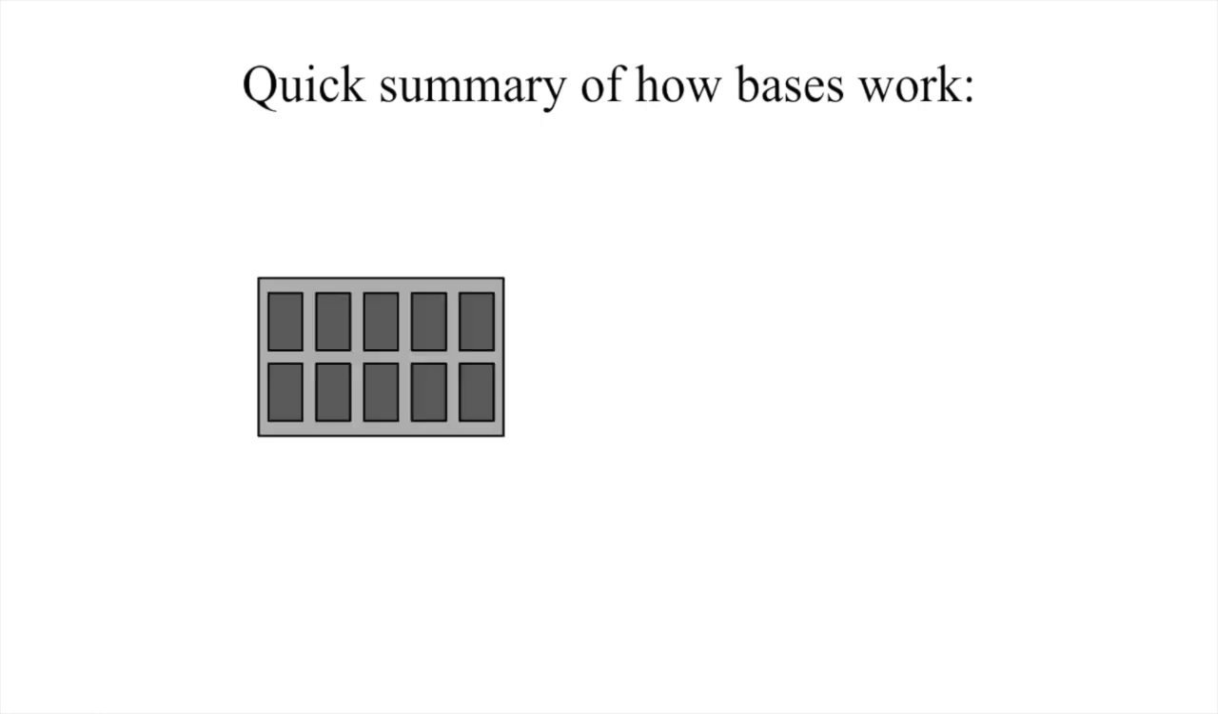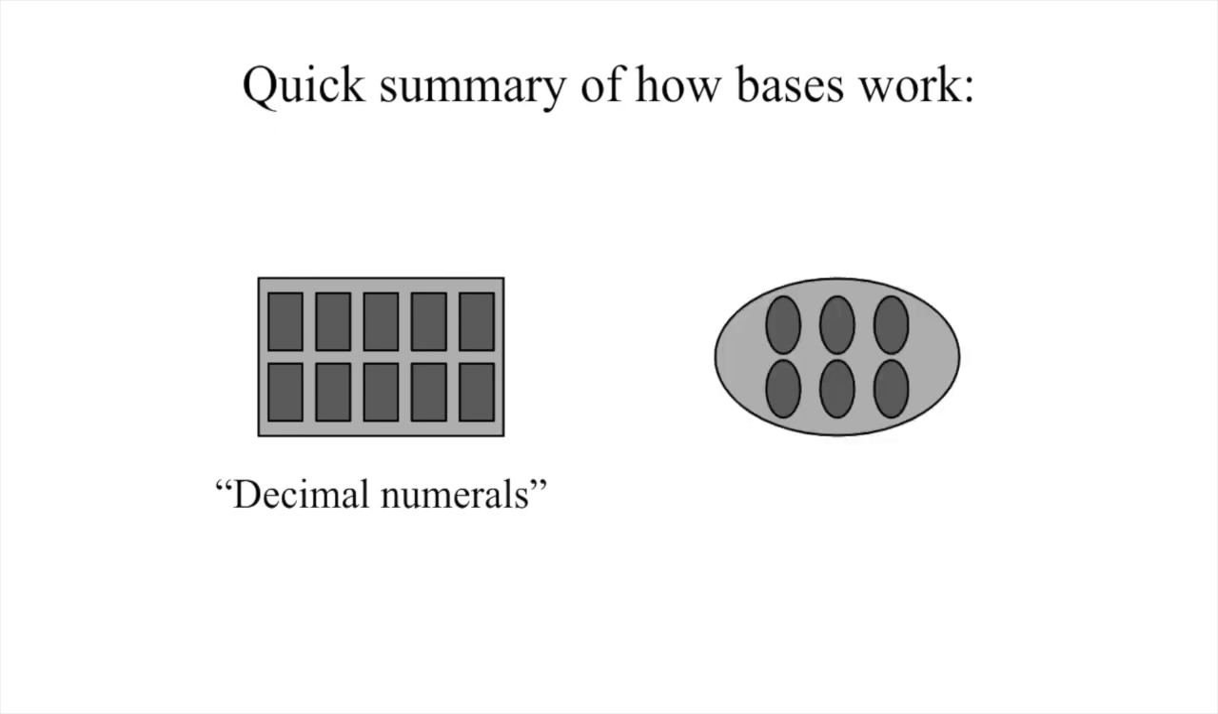The important thing to notice here is that there's nothing special about groups of 10. This system of writing numbers, in which things are grouped in tens, is called decimal numerals. But we could have equally chosen to group things in groups of 6. If we had done this, we would have come up with the system that I like to call honeycomb numerals, because branding is everything. Let's see what life would be like using these honeycomb numerals.